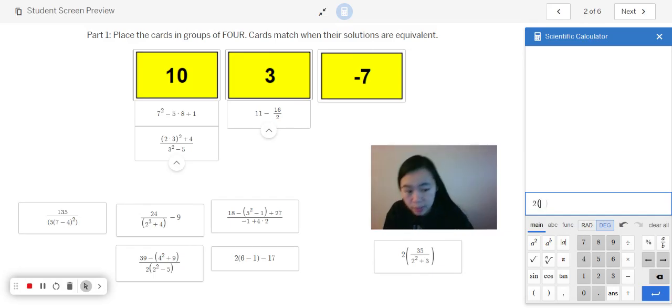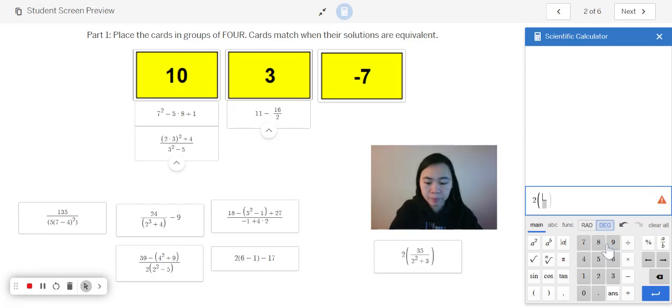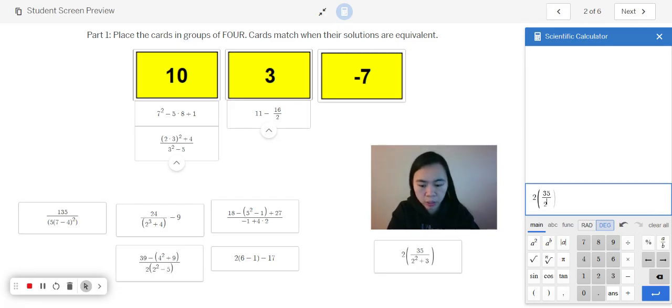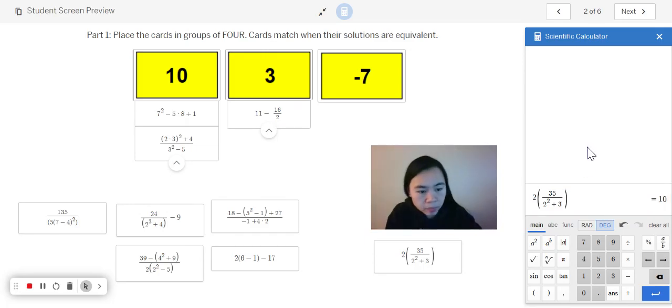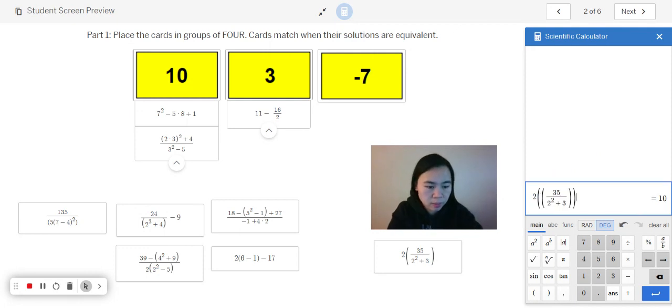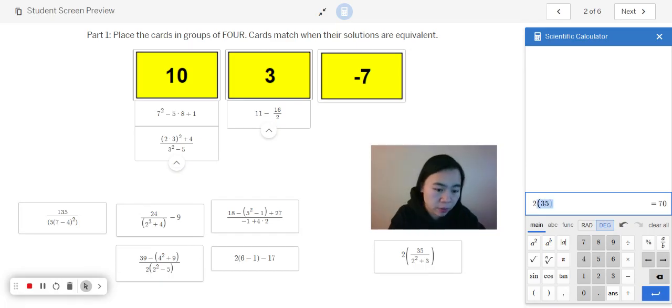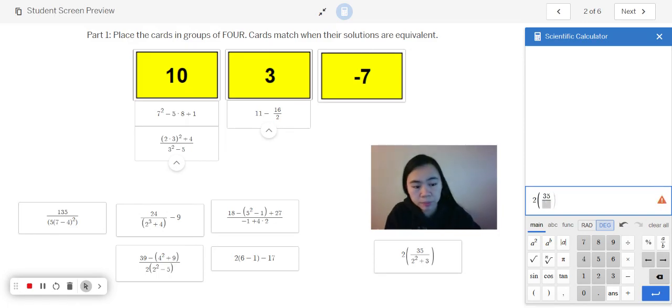2, and then in parentheses, we have a fraction. So I'm going to use 2 parentheses, A over B button, and then we can just fill in our numerator and our denominator. There we go. Equals 10. Or you could do 2 in parentheses 35, highlight the 35, and then divide by, there we go, and then type in your denominator.